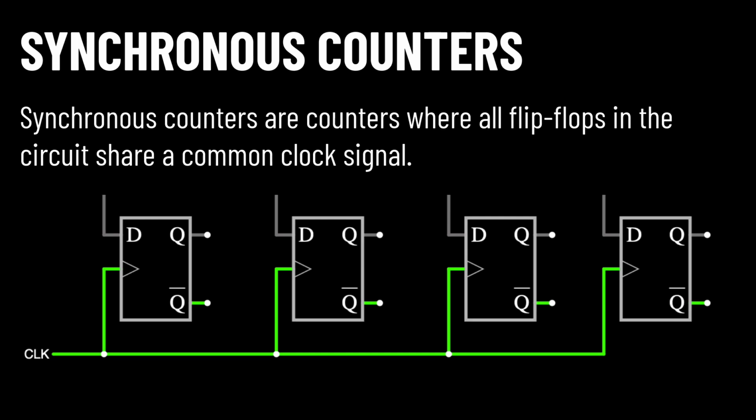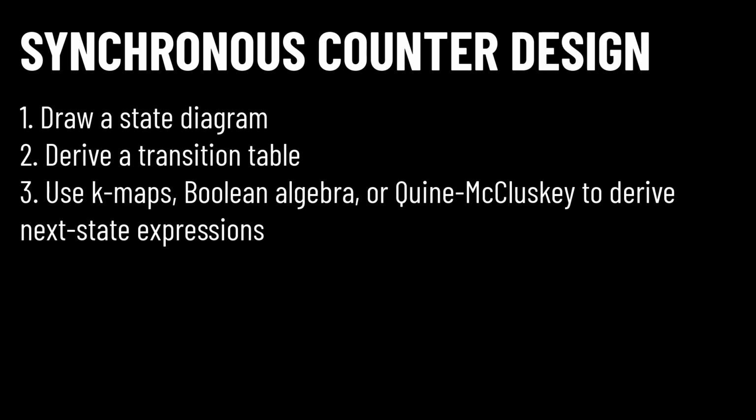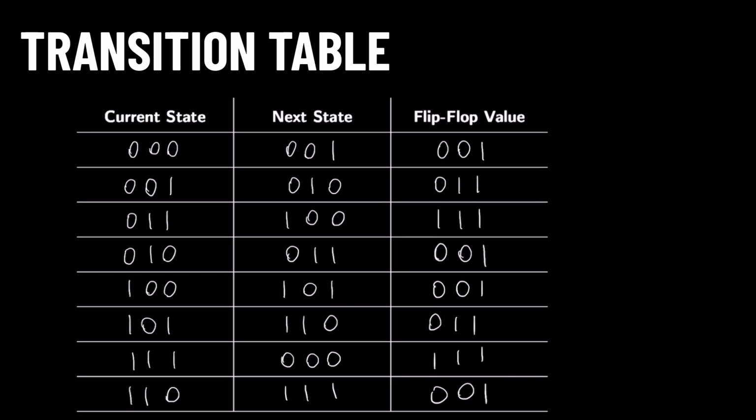Synchronous counters describe counter circuits where all of the flip-flops in the circuit share a common clock signal. The process of designing a synchronous counter starts by drawing a state diagram. To go from a state diagram to a working circuit, we use something called a transition table. A transition table is essentially a truth table for a sequential circuit.